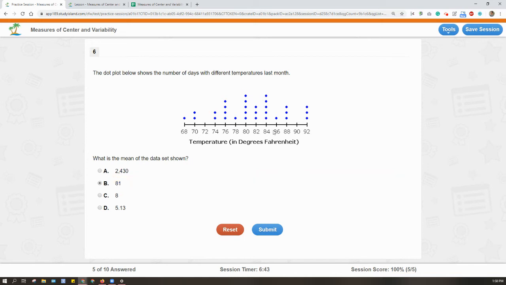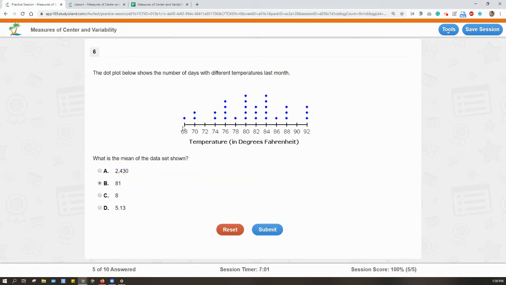81. I mean, maybe that's kind of in the middle of our dot plot, right? Okay, so maybe 81. What's C? 8? That's way too cold. That's freezing. That's nowhere on here. The lowest number we have is 68. How could 8 be the mean? And last, 5.13, where did that come from? That's even colder than 8 degrees.